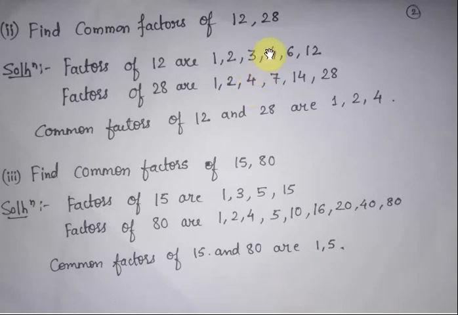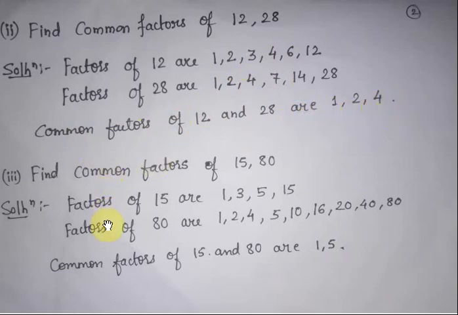Is 6 present in the other series? No. 12 is not present in the 28 factor series. So we see that there are only 3 numbers common among these two series, that are 1, 2 and 4. So we'll say that the common factors of 12 and 28 are 1, 2 and 4.